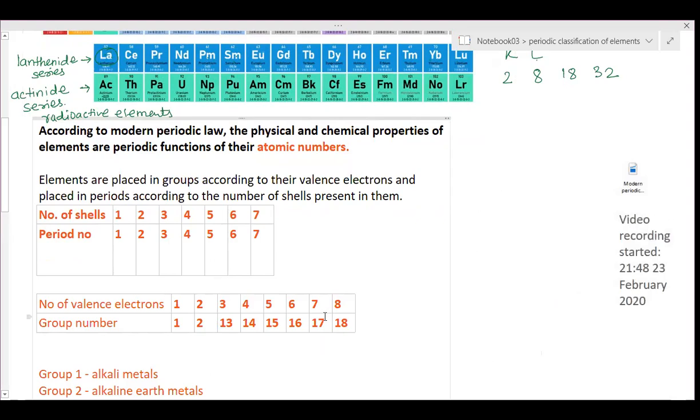Modern periodic law you have to remember. Exactly, it is similar to that of Mendeleev's periodic law. Only one word is different: the last word there was atomic weights, and here atomic numbers. The period number is given by the number of shells. The number of shells tells the period number, and the number of valence electrons will tell us the position, the group number.